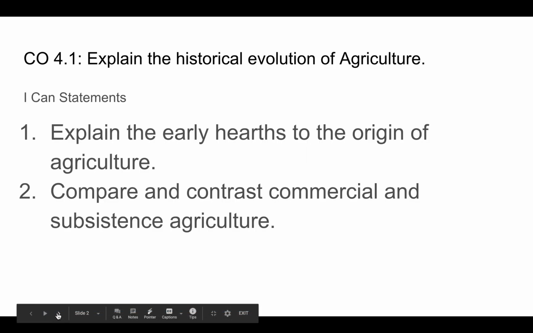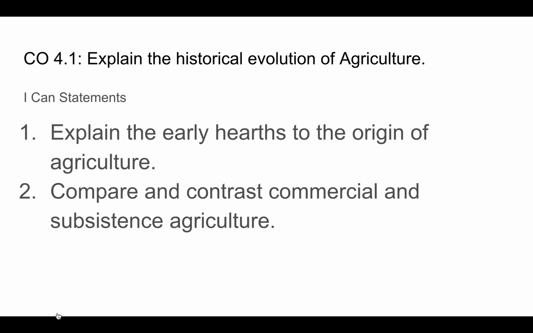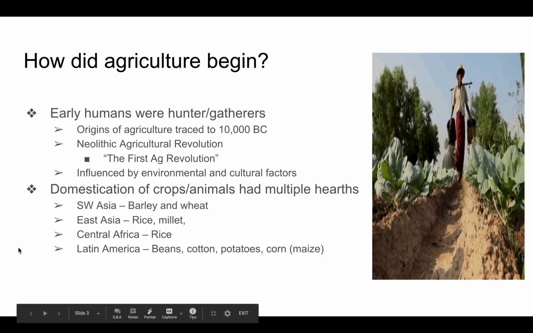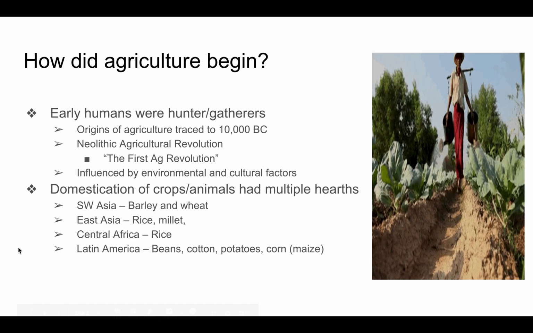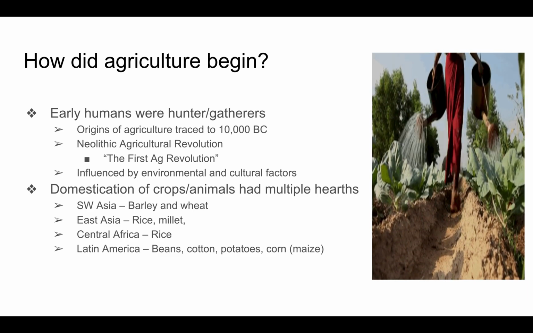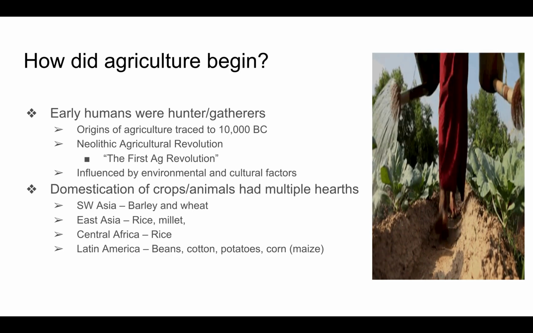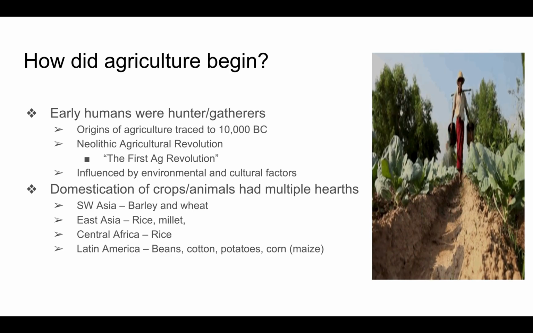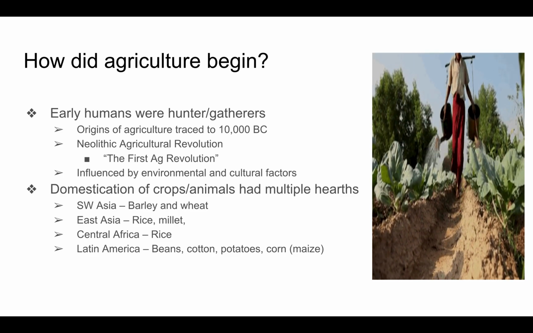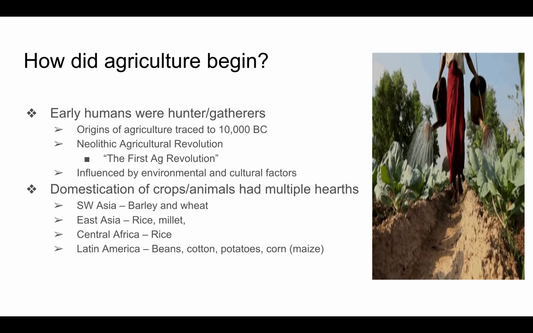Your I can statements: explain the early hearths to the origin of agriculture, and compare and contrast commercial and subsistence agriculture. When we go back to the first agricultural revolution, also referred to as the Neolithic agricultural revolution, most people were hunters and gatherers prior to 10,000 before Common Era. There were environmental factors and cultural factors.